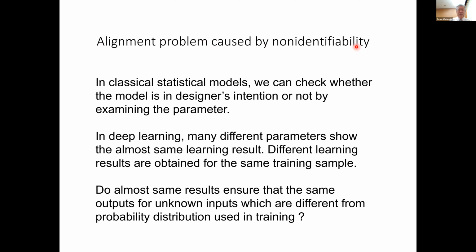Alignment problem caused by non-identifiability. In classical statistical models, we can check whether the model is the designer's intention or not by examining the parameter. In deep learning, many different parameters show almost the same learning result. Different learning results are obtained for the same training sample. Do almost the same results ensure the same output for unknown input, which is different from the probability distribution used in training? So this is a mathematical challenge in artificial deep learning alignment.